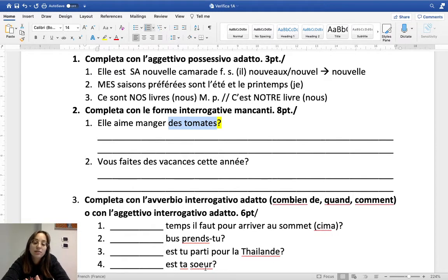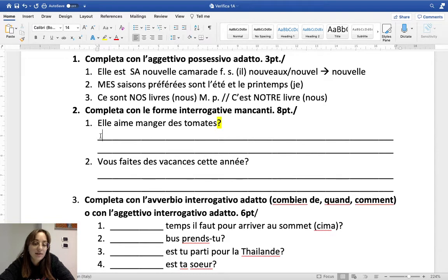The first way is to simply add a question mark at the end of a normal phrase. You can see in fact that elle aime manger des tomates. We find at the first place elle, the subject. Second place, the verb aime manger, manger. She loves eating. And then third place, the complements. She loves eating tomatoes. For asking this question, we just need to add a question mark.